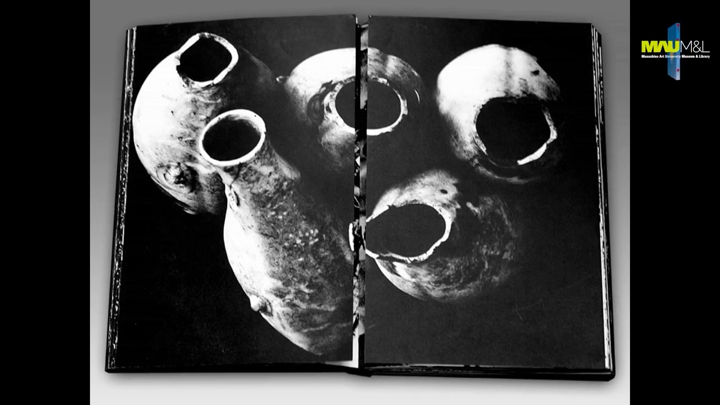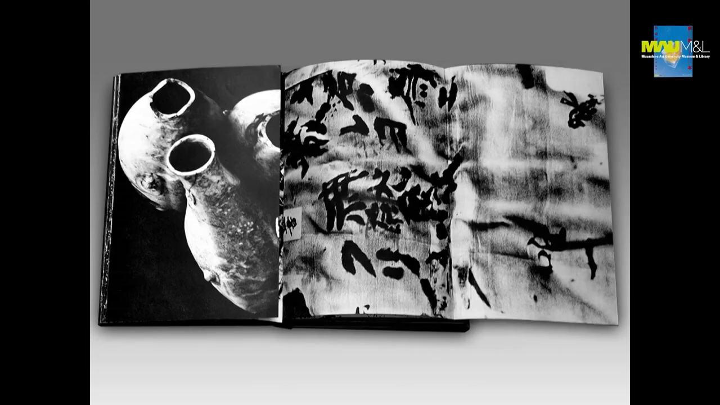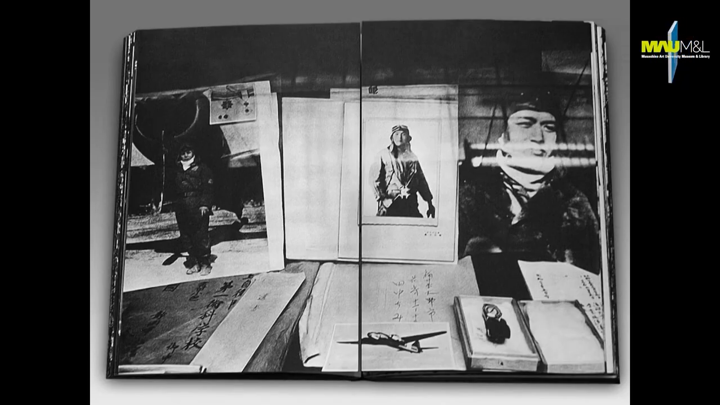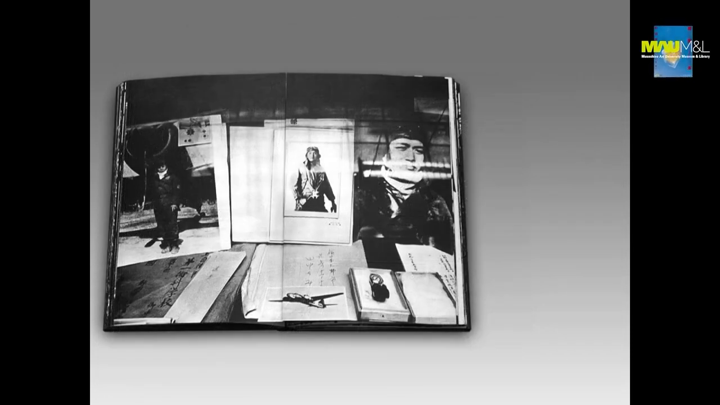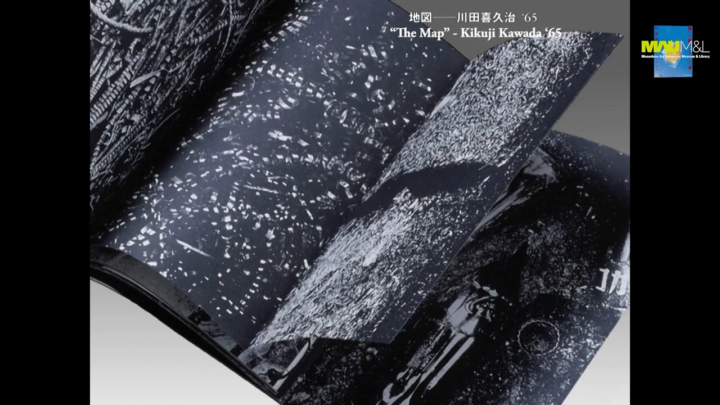For that reason, unexpected encounters between photographs are born even though it is a closed book. There is an unexpected image development when flipped, creating a moment of surprise. It was a photo book with a special binding that was rare in the world in the 1960s. This was an introduction of the complex structure and unfolding of the photo book, The Map by Kikuji Kawada.